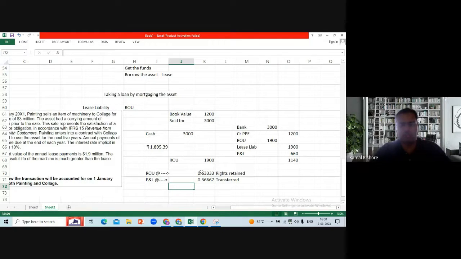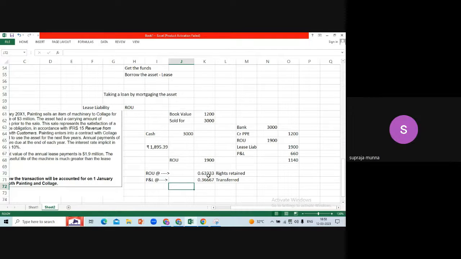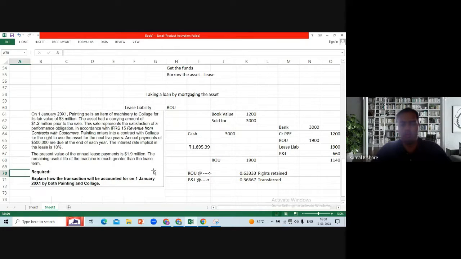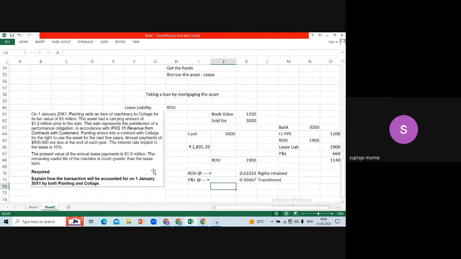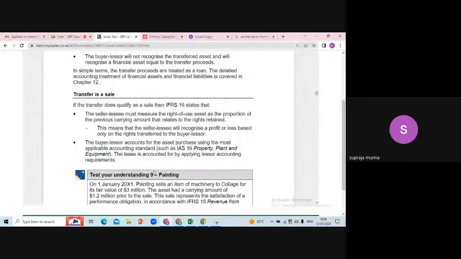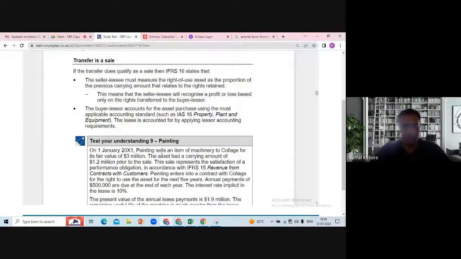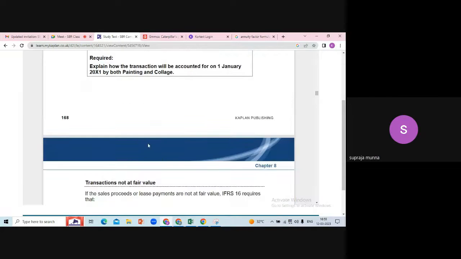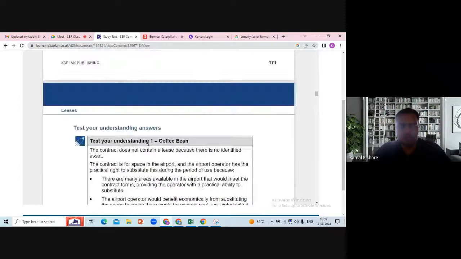First, this is important to understand. Why? Because I'm not going to use the entire asset. To some extent I'm going to use, but this is a rights retained. So only to this extent I'm going to use the asset. So my ROU should also be around this only. So let us see how we are calculating the answer. This question is there in skill level also, but in skill level they have not tested much. Okay, let me check one sec.